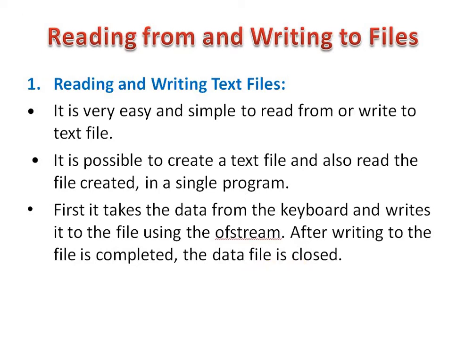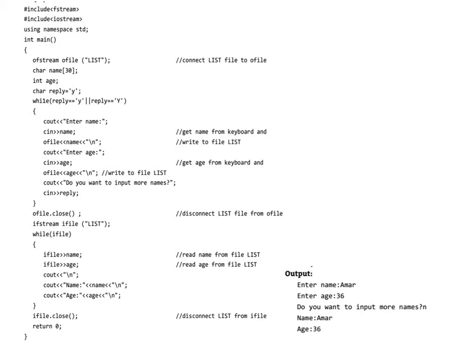Let's see one program. See this program. Here is an ofstream function which connects a list file. There is one file named list. Then three variables are declared: name, age and character reply.